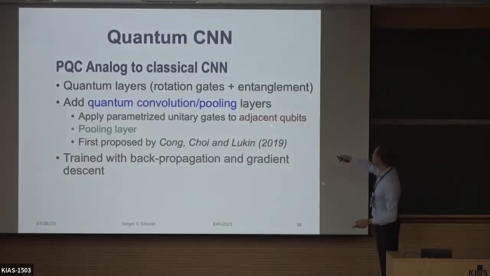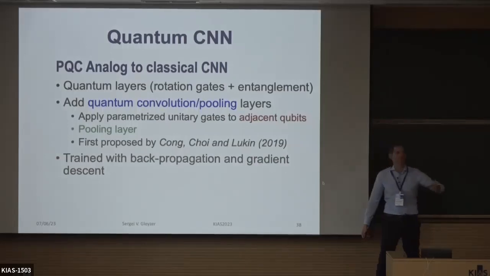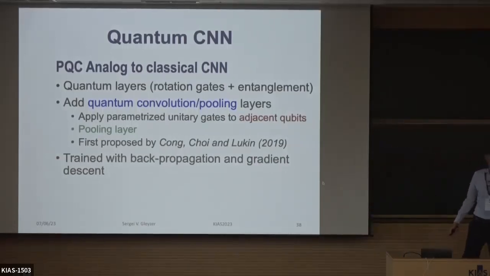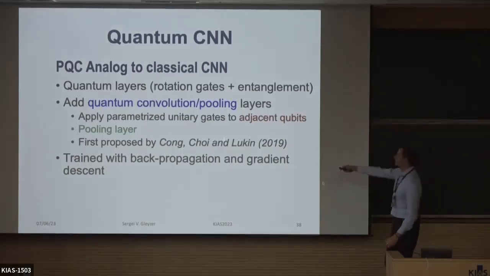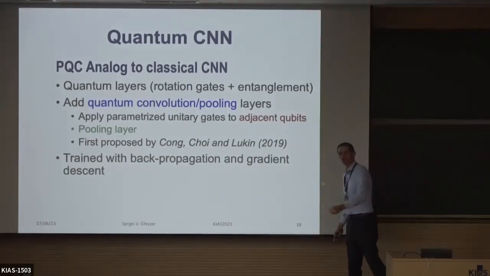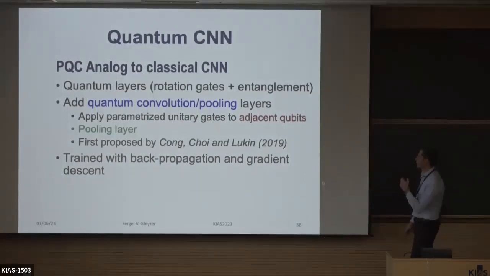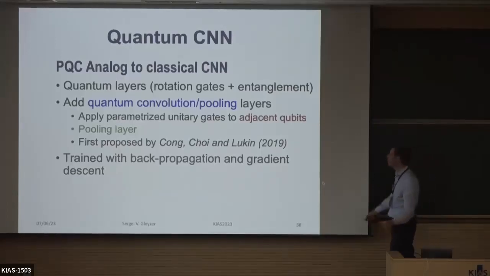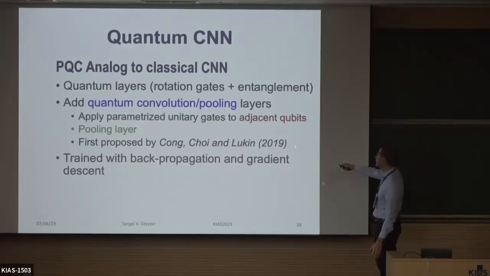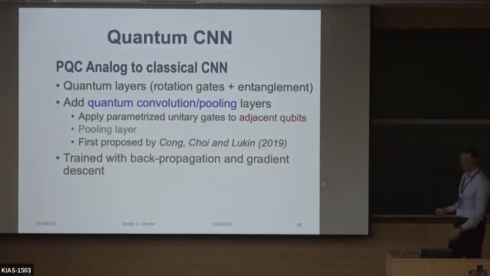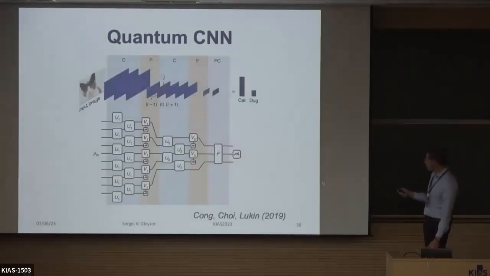in this case to adjacent qubits. It's sort of the idea of doing this convolution over adjacent pixels. This is a similar idea. You can apply pooling where only part of the information goes through. And that's the main idea here. Again, this was first proposed in 2019, not very long ago, by Cong, Choi and Lukin. And you can still train this thing in a very similar way as before, using all the tricks we've learned about.